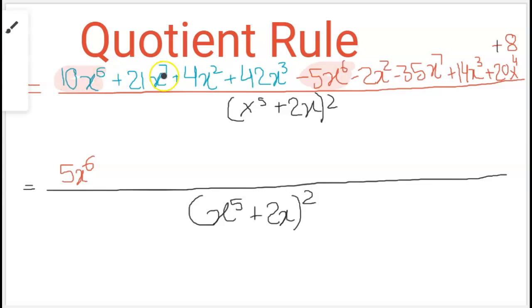Is there any with x⁷? So I can see, oops, sorry, not that color, 21x⁷. Is there any other x⁷? 35x⁷. 21x⁷ minus 35x⁷ will give me minus 14x⁷. Okay. Now I will look further.